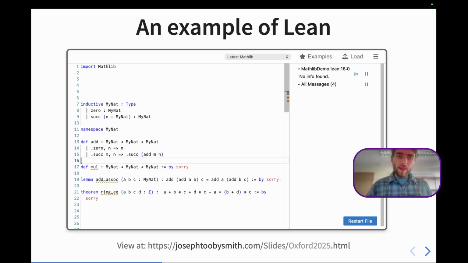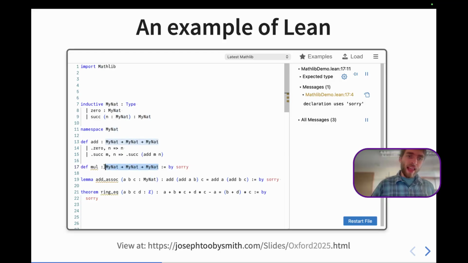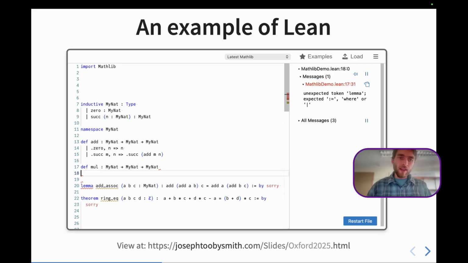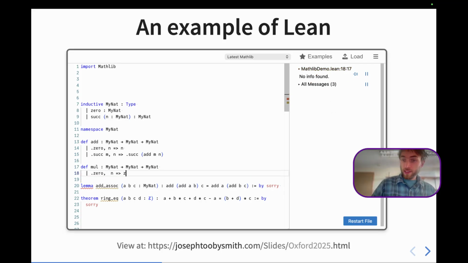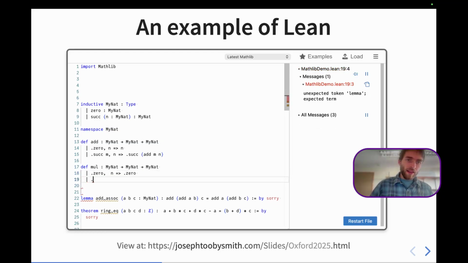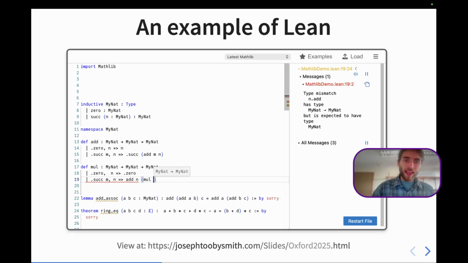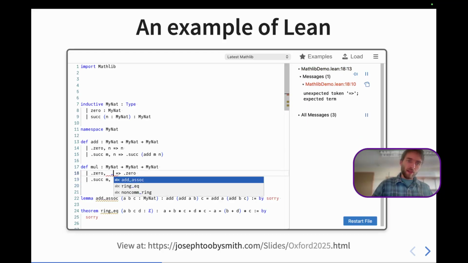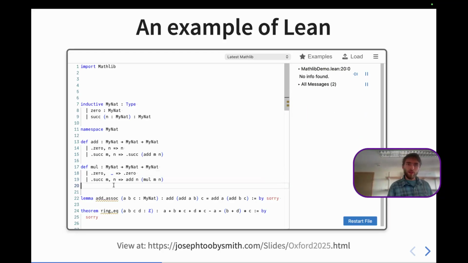We can define multiplication of natural numbers in the same way. Again, it's an element of the same type. And we can again define it inductively. So we can say 0 times any natural number is equal to 0. And I need a full stop there. And the successor of a natural number m times n is equal to the addition of n with the multiplication of m and n. And I can just replace the n with an underscore. I'm not going to go into why you can do that, you just can.